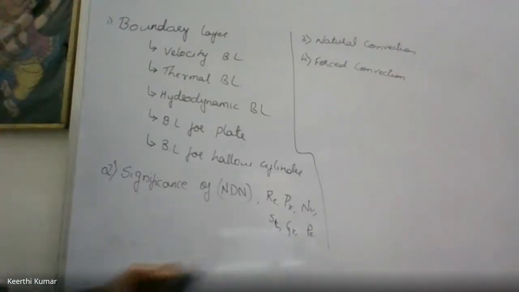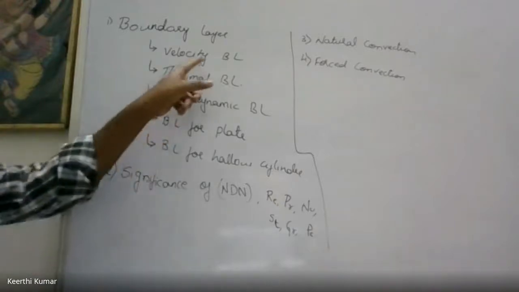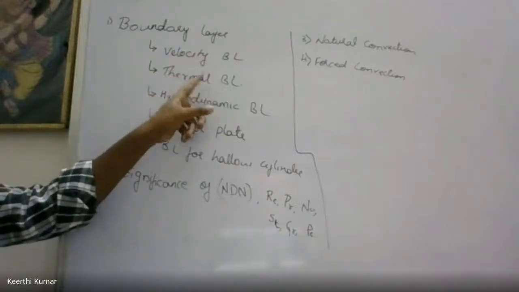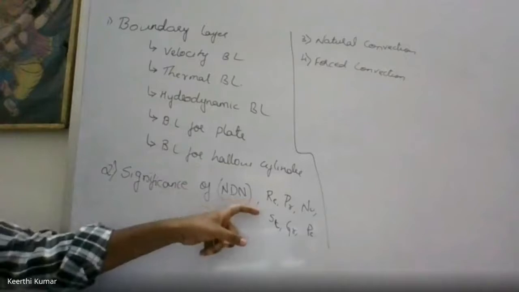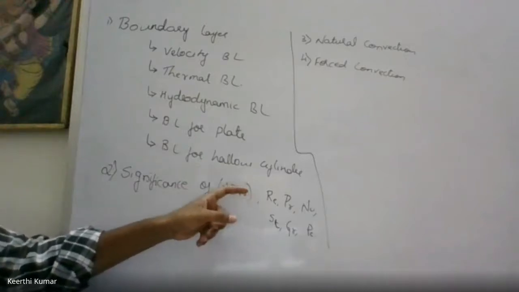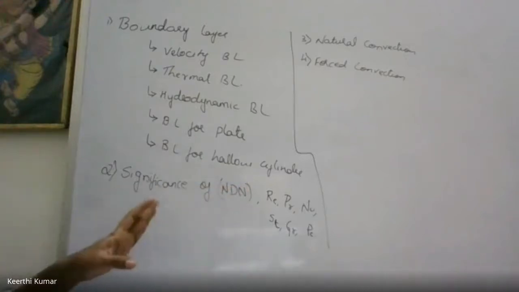This module is very, very easy to score because in the theory there is not much derivation. It will have some formulas, not derivations, with the figure and formula. The formulas are directly available in the data book, and you just have to represent them in the form of significance. That's all.